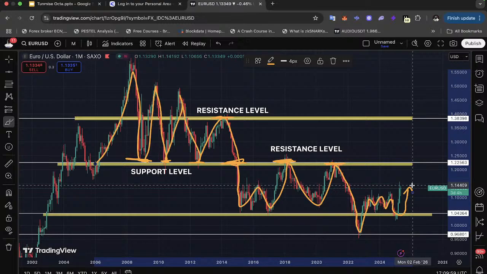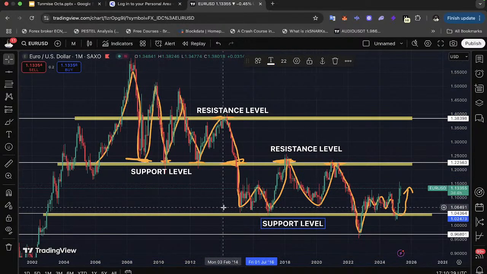Okay, now here we can see that price created a new support level here. So let's mark it so that we all can see. Yeah, so price created a new support level here that has been pushing price back up anytime it comes to the support level.